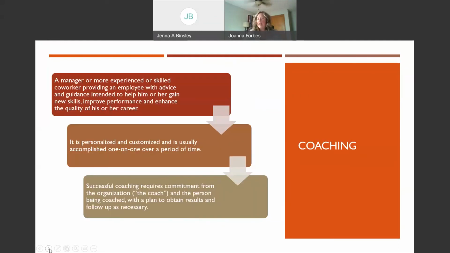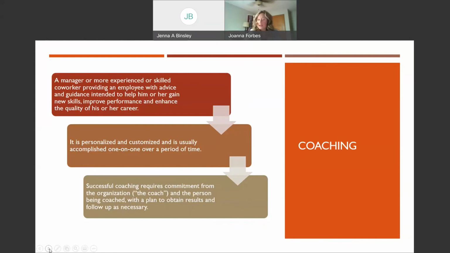So one way that we can do employee training and development is a very common basic approach. And I always say that all managers are coaches, or at least all successful managers are coaches. We usually don't think of coaching as a training and development tool, but it certainly is. It's the most cost-effective one, and it should be happening really every day and all the time. So what coaching is, it's a manager or more experienced or skilled coworker who gives that employee advice or guidance and helps them along with their skills, helps them improve their performance, and helps them enhance the quality of their career. So good managers are also good coaches.